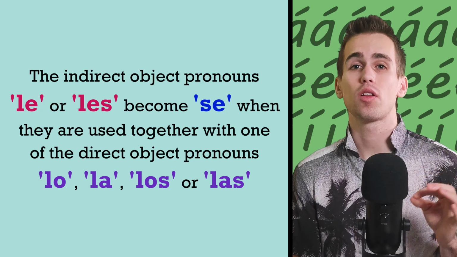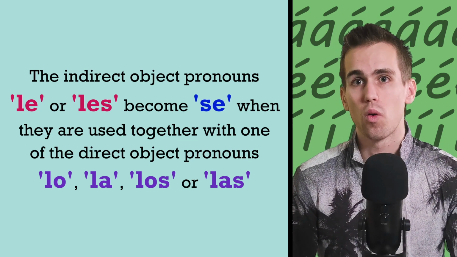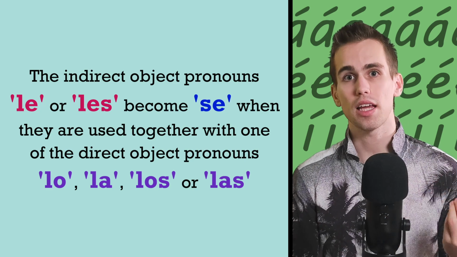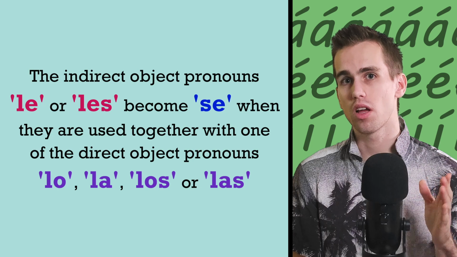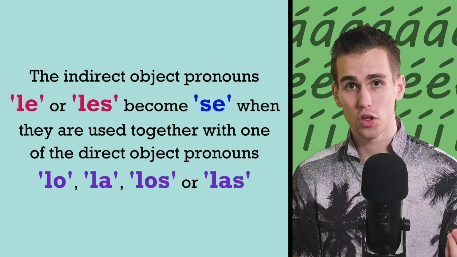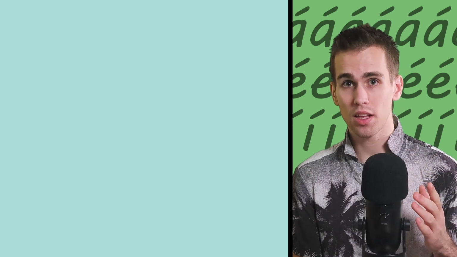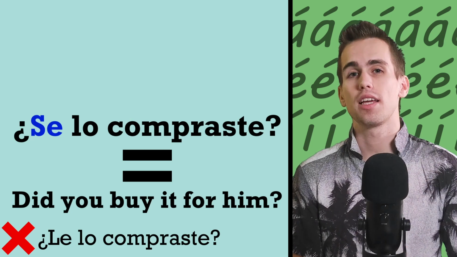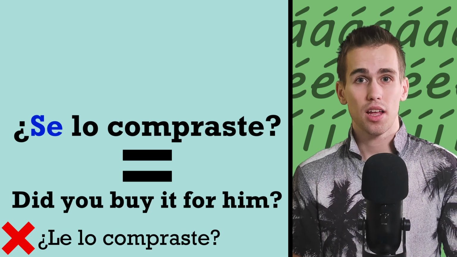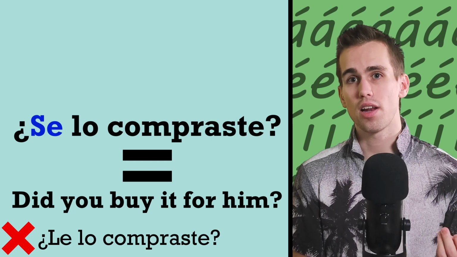Lastly, the indirect object pronouns le or les become se when they are used together with one of the direct object pronouns lo, la, los, or las. To see a more extensive explanation of this, you can check out the video on screen. If we want to say, did you buy it for him? We say, se lo compraste instead of le lo compraste.